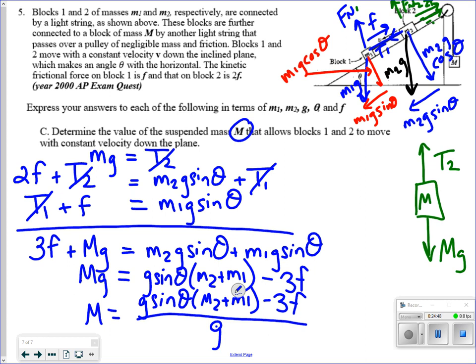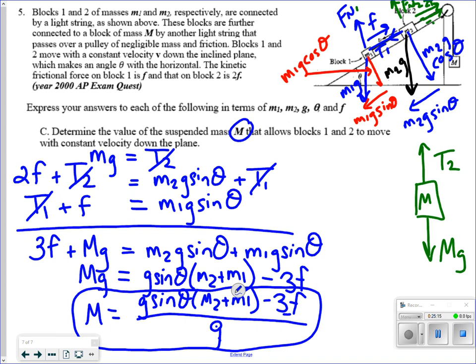And it's totally up to you if you want to take the g out, cancel it on the left, and then just have sine theta times m2 plus m1 and then minus 3f over g. Like move your fraction so just these guys are on a fraction together. Either one's acceptable. All right, but that is actually your answer right there, this big colossal monstrosity. You're going to see a lot of them like this.